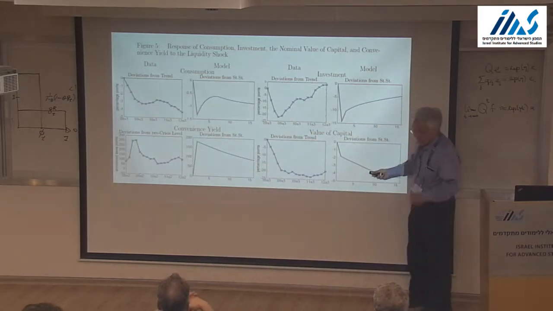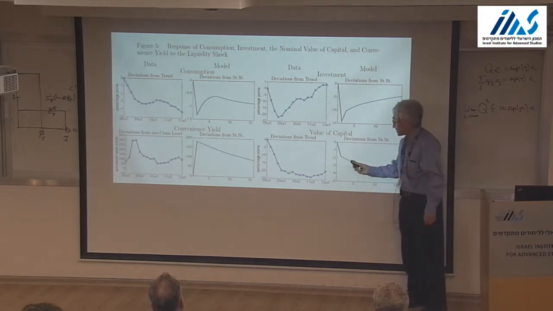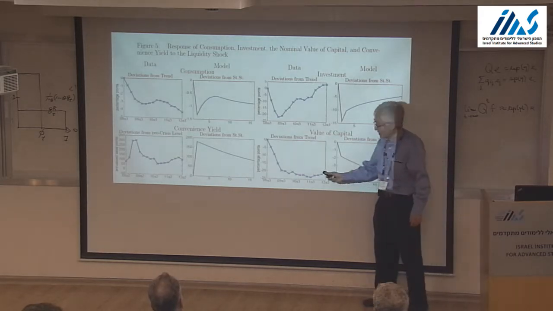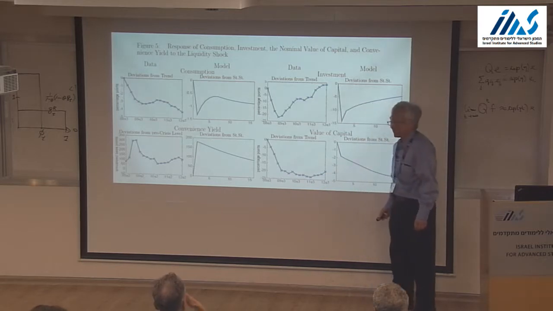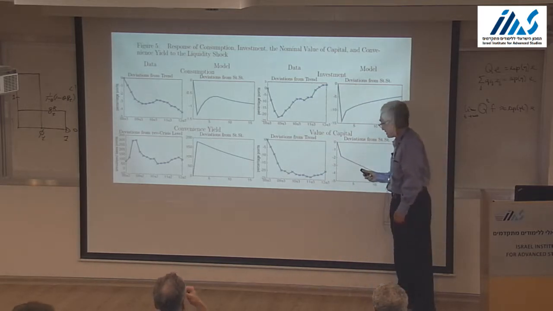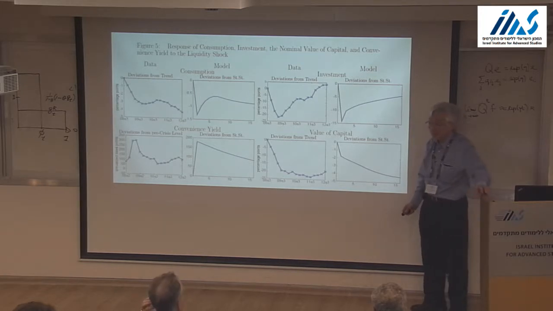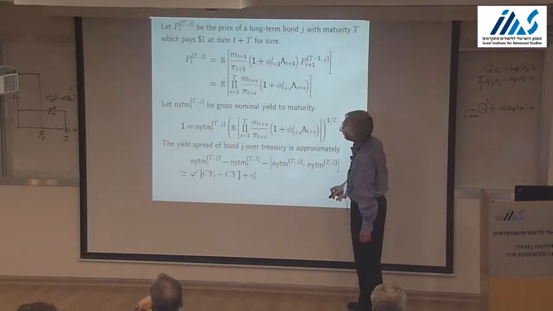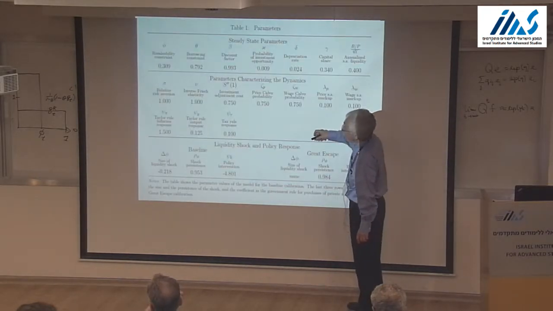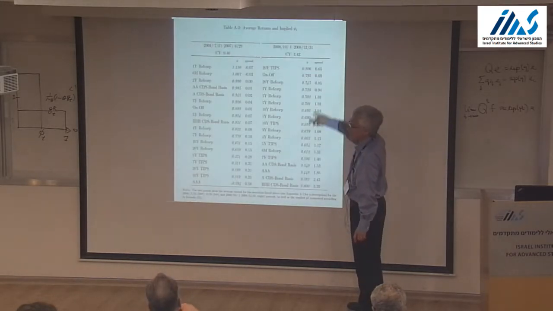And one thing which we never get is the stock market. The stock market drop in the data is 25%, while ours is only 5%. So that's the difference. These are the numbers.